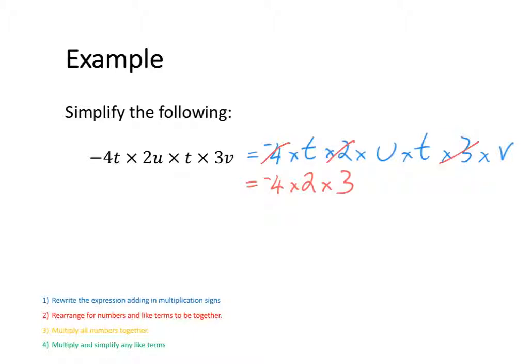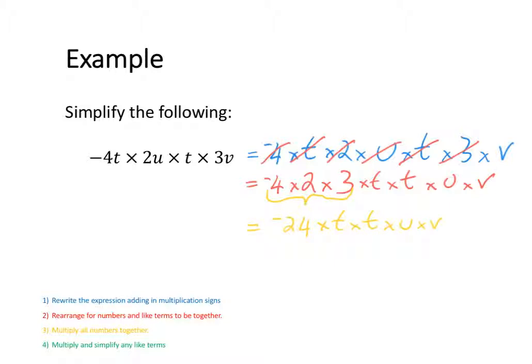Alright, so now I need to group like terms together. I've got 2 lots of t's, a u and a v. So there's going to be times t times t. And then times u times v. So now that I've gone ahead and grouped all of my numbers and like terms together, I can go ahead and multiply my numbers. So negative 4 times 2 is equal to negative 8. Negative 8 times 3 is equal to negative 24. And that's going to be times t times t times u times v.